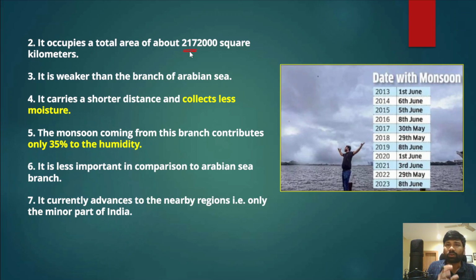And in fact, when we compare the Bay of Bengal branch and the Arabian Sea branch, we can say the Bay of Bengal branch is much weaker than the Arabian Sea branch. Along with that, the Bay of Bengal branch also travels a shorter distance, and it also collects less moisture on its way. Right, so it collects less moisture on its way, and the monsoon coming from this branch contributes only 35% of the humidity.